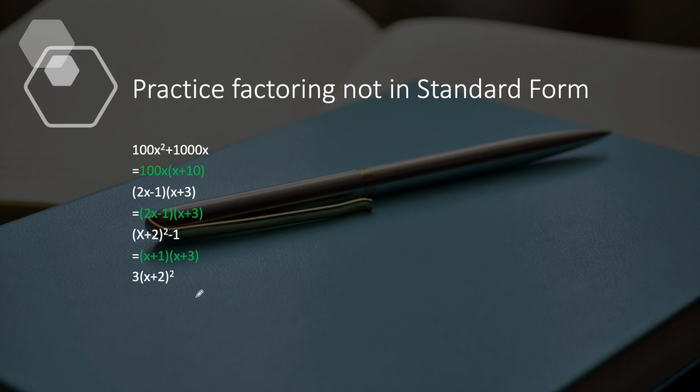Last question. This seems to also be in vertex form, so I'm going to go ahead and try to FOIL it out. So we have x plus 2 times x plus 2. Remember to FOIL, we multiply each term by each other. So x times x is x squared. X times 2 is 2x. 2 times x is 2x. And 2 times 2 is 4. This leaves us with x squared plus 4x plus 4.